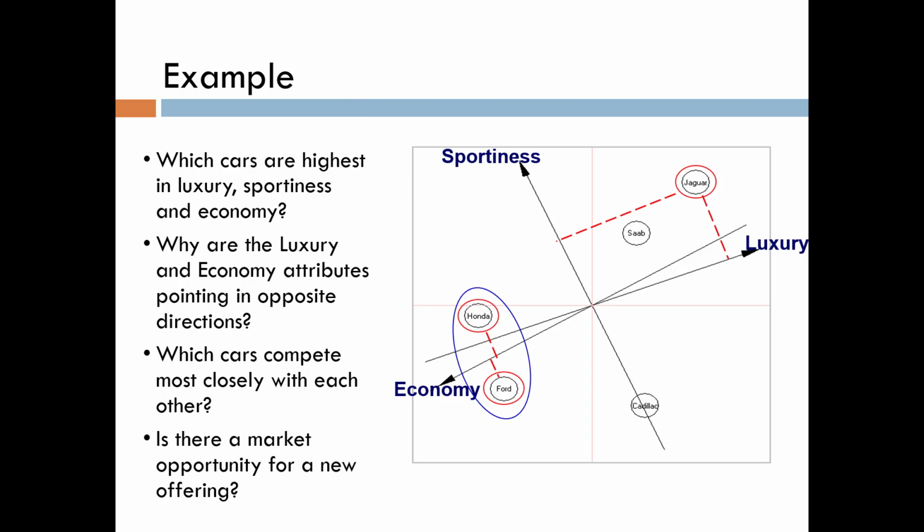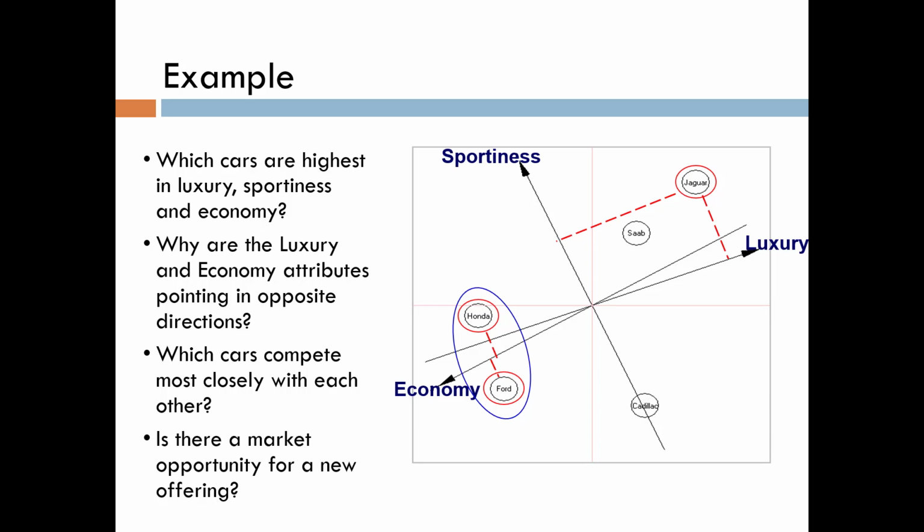You could also argue that there is a gap in the bottom right part of the map because there is no car that is high in luxury, like Jaguar, and low in sportiness, like Cadillac. Now, this may represent an opportunity to introduce a new car with that combination of attributes, either a sporty but economical car or a luxurious and unsporty car. But it is important to ask yourself why there is no existing car with those attributes.